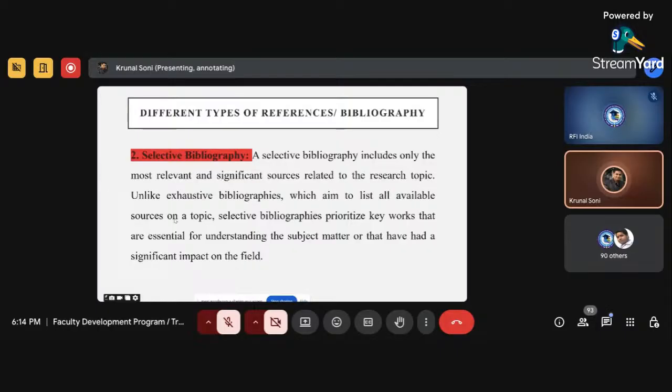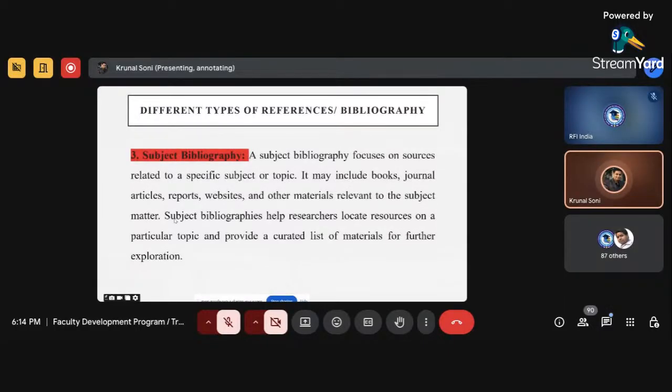This particular bibliography aims to provide the available sources on a topic and prioritize which keywords work and which are essential for understanding the subject matter. So if you refer to those selective bibliographies, you will get almost all the ideas that you need to incorporate in your research in future, right? And that has a more significant impact in the field of research. So it saves your time, energy, and effort in incorporating those particular things in your research work.